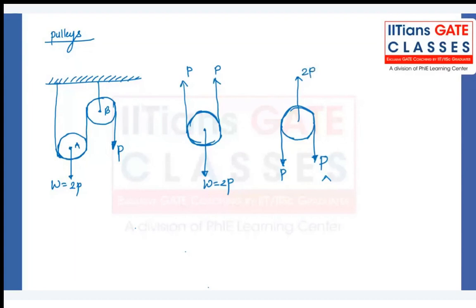So similarly, this is an arrangement. Another arrangement could be like this. But the concept remains the same. You have to consider all the strings, whichever are there in the figure, and just remove the parts wherever we have fixed it. So this is, let's say, weight W attached to it, and we have some support to this pulley here, and yeah, this is the center.